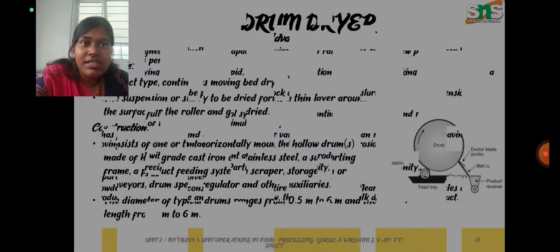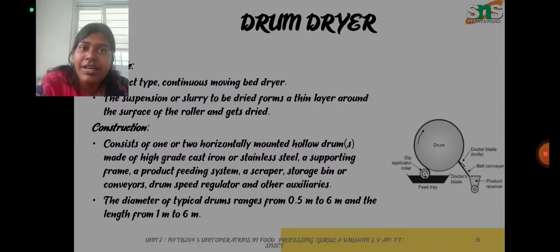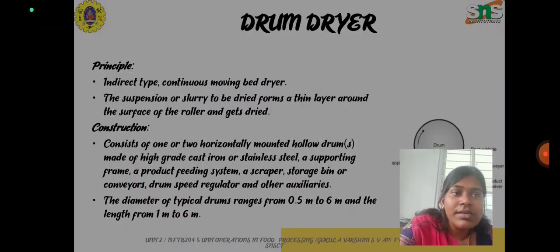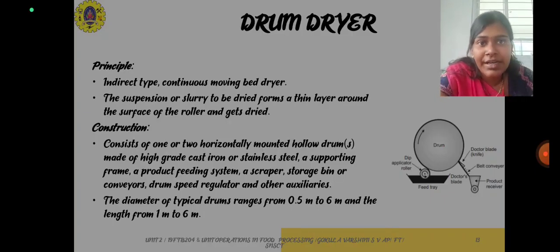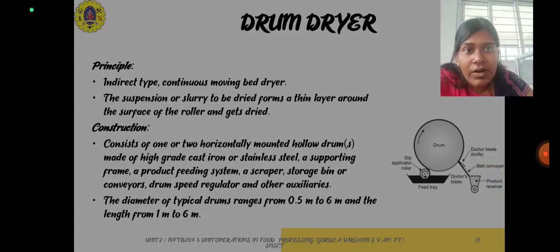And now we shall see about another important type of dryer, that is the drum dryer. So what is the principle behind the drum dryer? First, it is an indirect type continuous moving bed dryer, and the suspension or slurry to be dried forms a thin layer around the surface of the roller and gets dried.